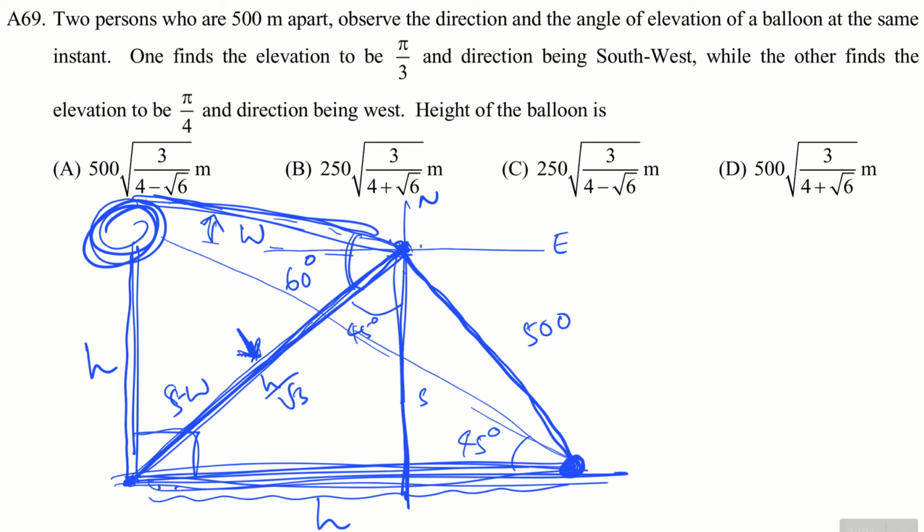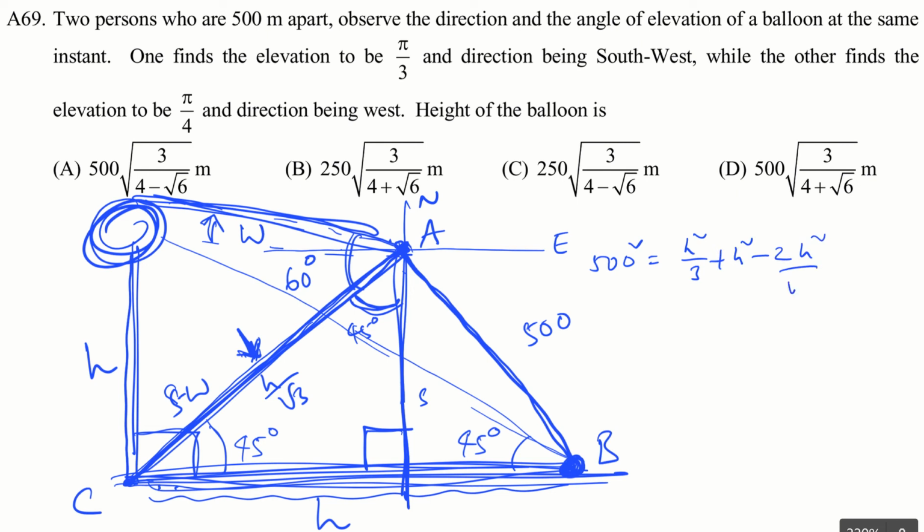So observe that if I call this A, this B, and this C, A, B, C are on the ground. A being the first guy, B being the second guy, C being the foot of the balloon. Now as this angle is 45 degrees and this is 90, you can see that this angle is 45 degrees. Now we simply apply the cosine rule in triangle ABC, and I'll have 500 square is equal to h square by 3 plus h square minus 2h square by root 3 into cos 45. Now from this you know how to calculate h. I leave it there. Let's go to the next problem.